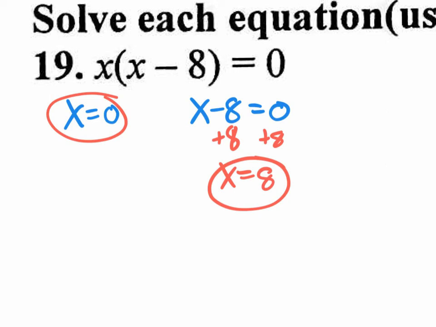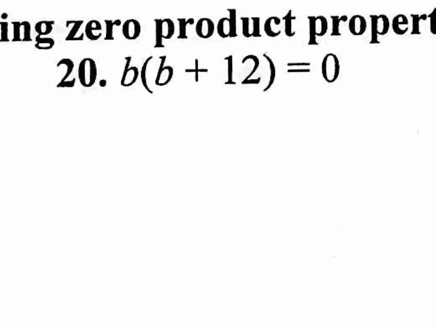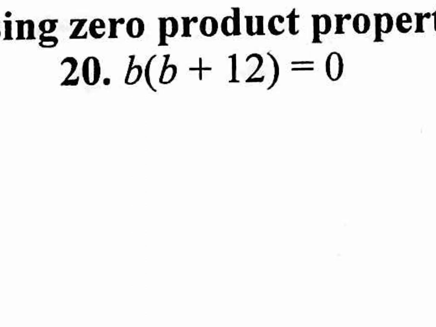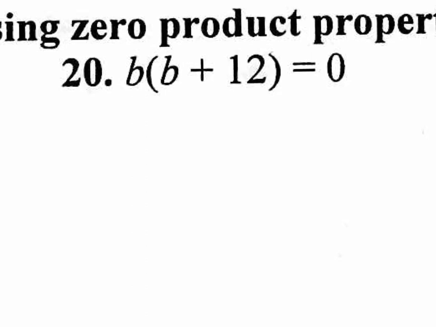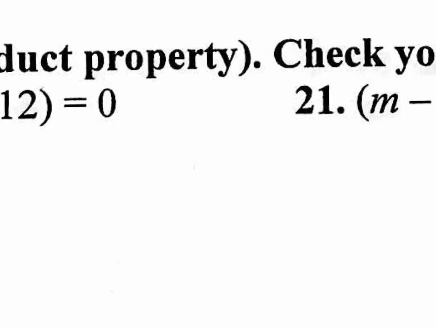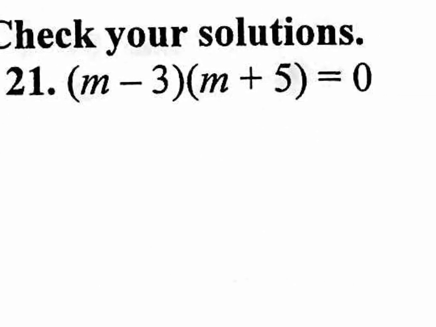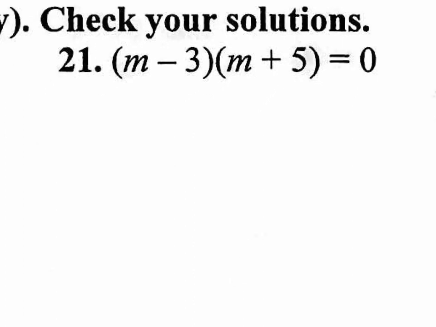So 19 is easy. Is 20 easy? Yeah. What are the answers to 20? B equals 0 and B equals negative 12. How about the answer to 21? M equals 3 and M equals negative 5.